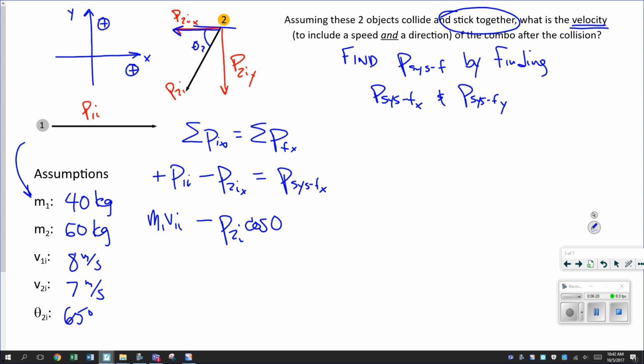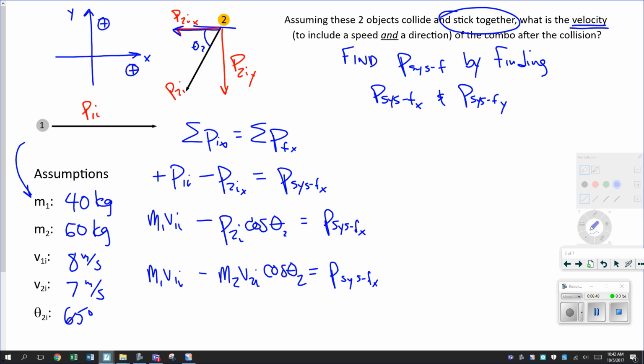So, yeah, I can write that P2 initial X component in terms of the whole momentum and the angle that it points at. Now this is P sys final X. This is M1 V1 initial. P2 initial is M2 V2 initial. And then keep the cosine theta. All we're doing in these last couple of steps is, well, P is MV. Yes? Okay? Well, I think we know all these things, don't we?